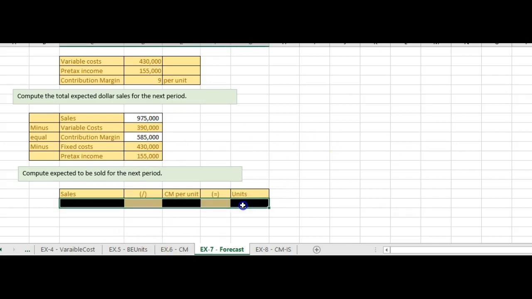And now, what's my break even? Or what's my expected units to be sold for the next period? I have 975 in sales. I have contribution margin of 9. If I divide that into sales, I come up with 108,033 units to be sold.